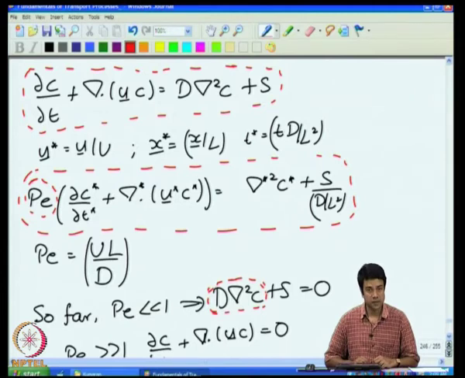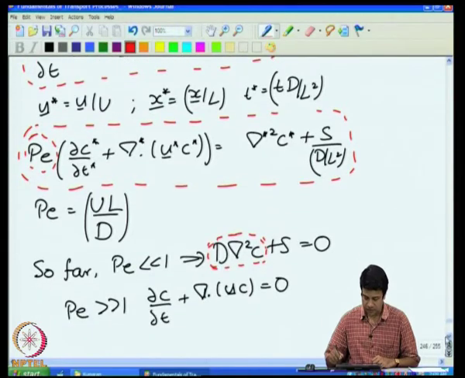First, we looked at strategies for solving the limit where the Peclet number is small compared to 1. In that case, we are solving D del square C plus S is equal to 0. And we looked at various ways of doing that. It's basically ways of solving the Laplace equation. We did it first by separation of variables in Cartesian coordinates, in cylindrical coordinates, as well as in spherical coordinates.